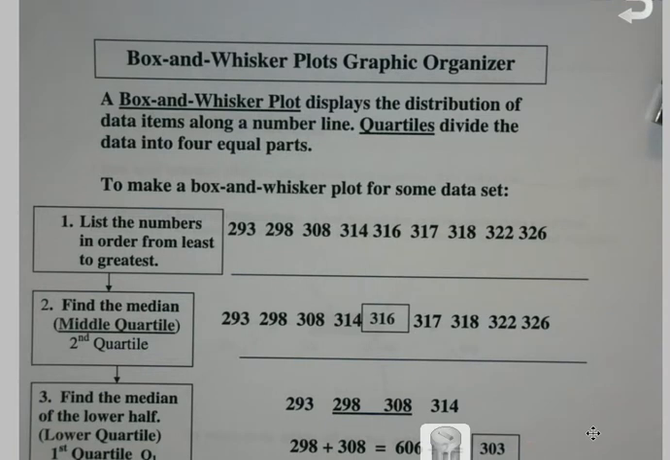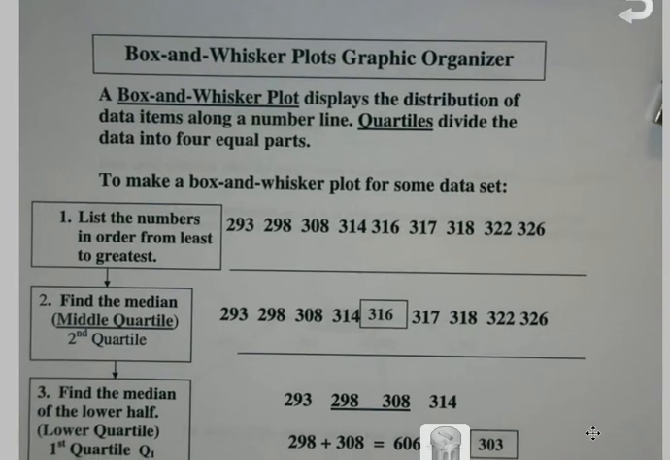This box and whisker, and you'll see why it's named that in a minute, is going to show us along the number line, but we're going to break it into 4 parts, what are called quartiles, kind of like a quarter. It's a quarter of a dollar. A quartile is a quarter of our graph. So here's how this works.